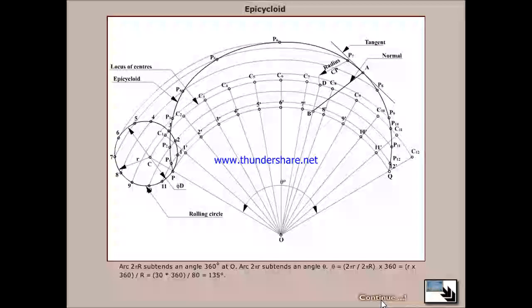Arc 2 pi R subtends an angle 360 degrees at O. Arc 2 pi r subtends an angle theta. Theta is equal to 2 pi r by 2 pi capital R into 360 degrees, which is equal to r into 360 by capital R, which is equal to 30 into 360 by 70, which is simplified as 155 degrees.